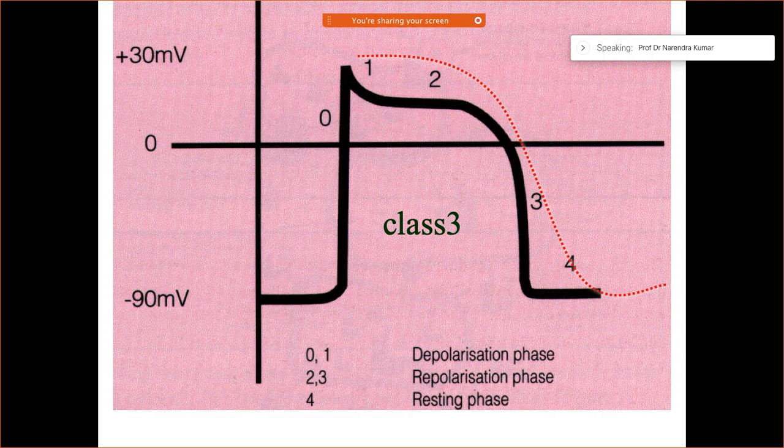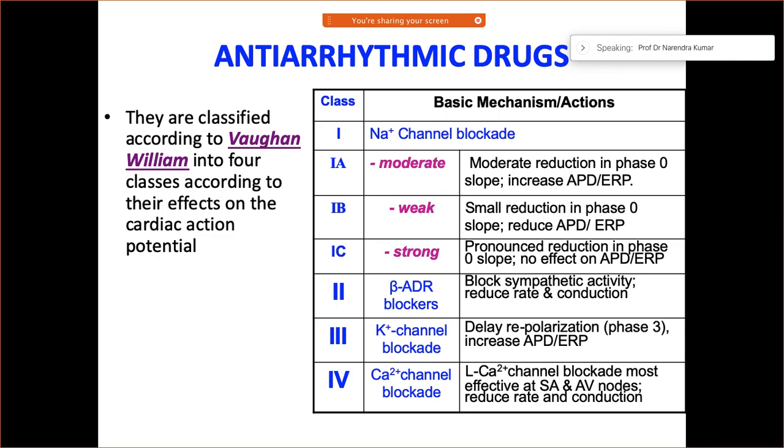So now, going further into the classification. The classification of the antiarrhythmic drugs is called the Vaughan Williams and Singh classification, actually. So there's an Indian connection to the classification as well. They were the ones who classified the drugs into various groups, like class 1, 2, 3 and class 4. Class 1, as I already said, is called sodium channel blockade.